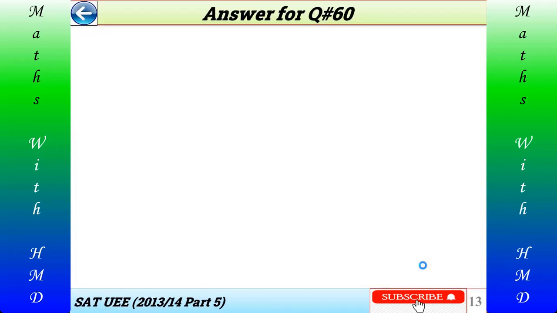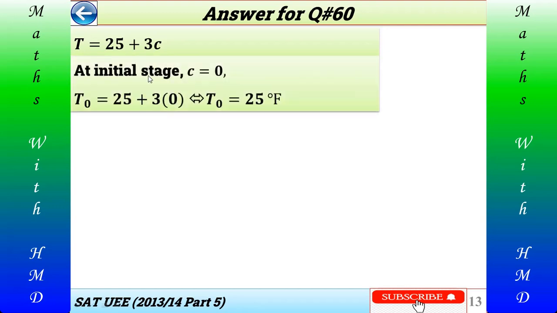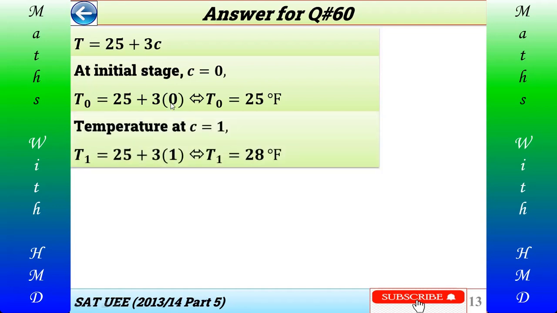Here is the answer for question number 60. T is the temperature, which is going to be based on the trips, in degrees Fahrenheit, and which is represented as T equals 25 plus 3C. Now at the initial stage when C is 0, then T0 equals 25 plus 3 times 0, which implies T0 equals 25. At the initial stage it was 25 degrees Fahrenheit.